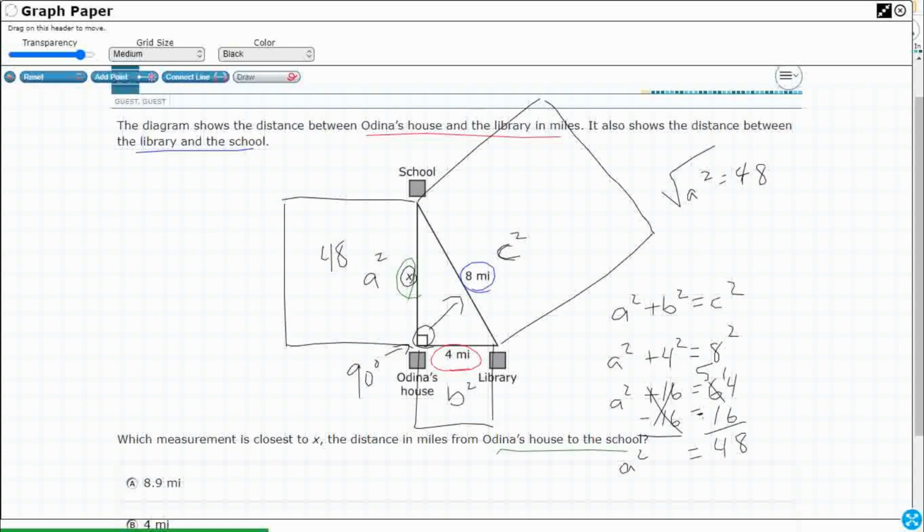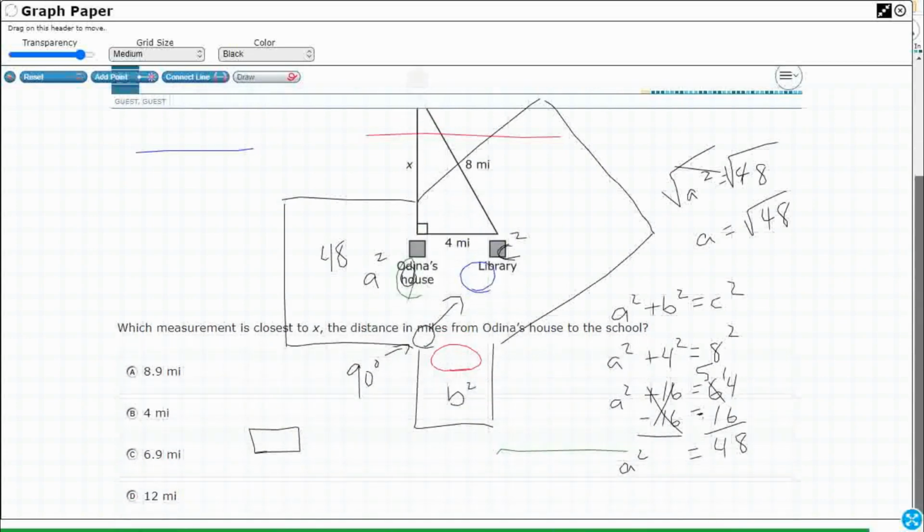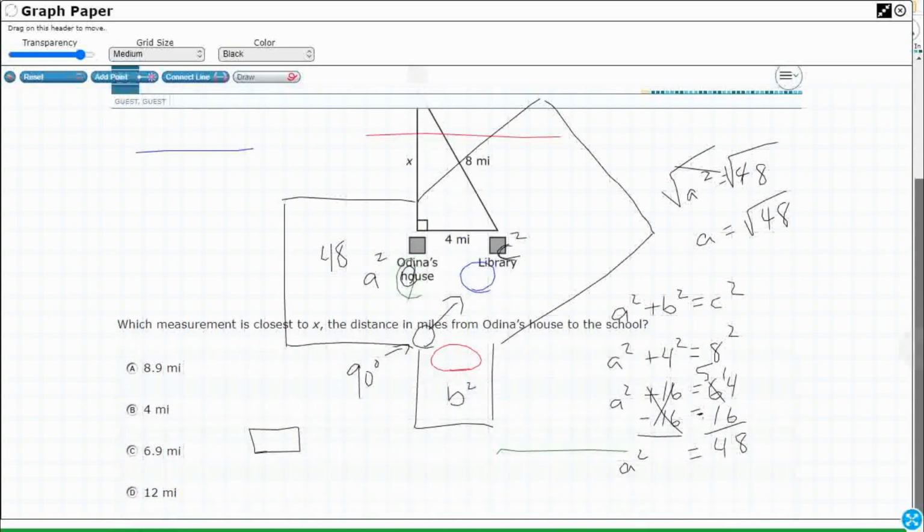The inverse operation of a square is a square root. So we're going to take the square root of both sides. Those two cancel themselves out. So a equals the square root of 48. Now you notice how they phrase it: which measurement is closest? So we're going to have to estimate. And now it's going to mess up our picture here a little bit, but let's take a look at our answer selections here.